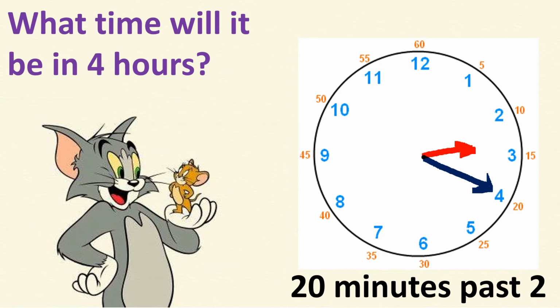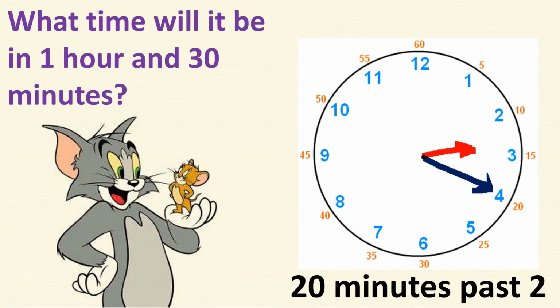When the minute hand goes around the clock once, it is 1 hour afterwards. We have to do this 4 times. So the time becomes 20 minutes past 3, then 20 minutes past 4, then 20 minutes past 5, and last 20 minutes past 6. So the time will be 20 minutes past 6.